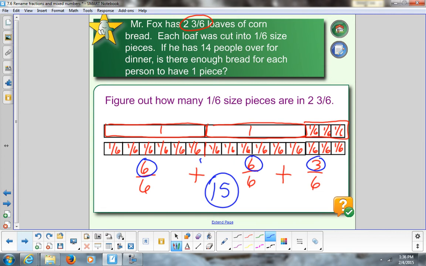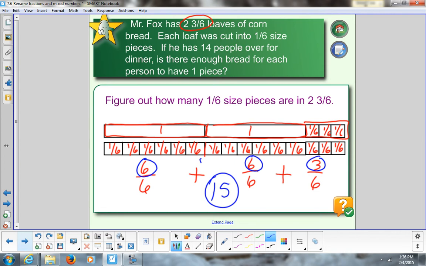Do I have enough for everybody to have a piece? Yeah, you even have an extra. Okay, if I have 14 people and I have 15 pieces, do I have enough pieces? Yes. Okay. I even have one extra. Okay, so that is one way to figure out mixed fractions and figuring out if you have enough of something.